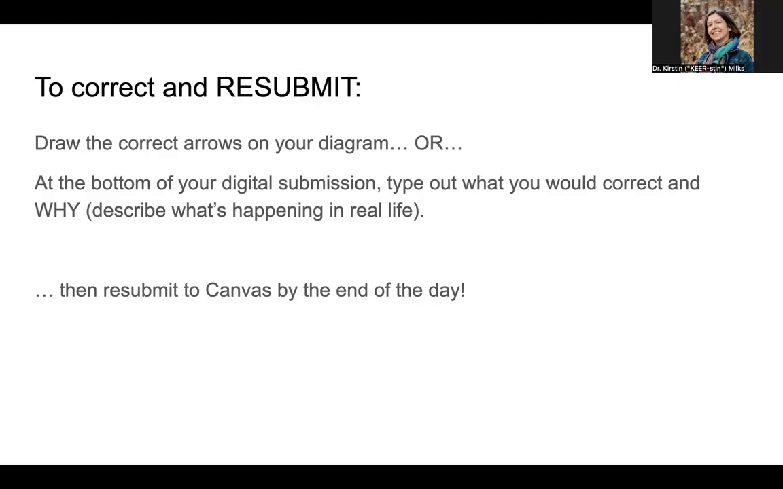And then you need to resubmit the digital assignment to Canvas by the end of the day. Note to Jiping, you submitted a black and white diagram, and I need it to be in color. So your computer will take color pictures for you. You can use camera, and it will do a pretty good job, especially if you set it to document.